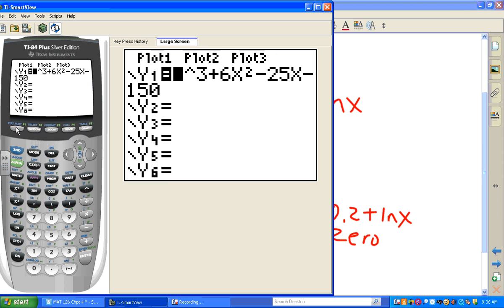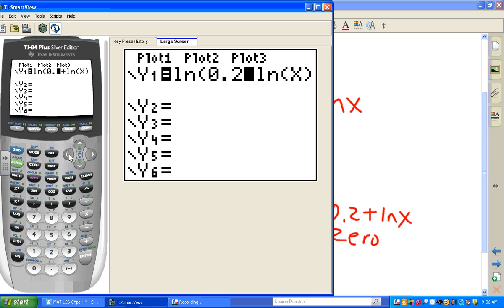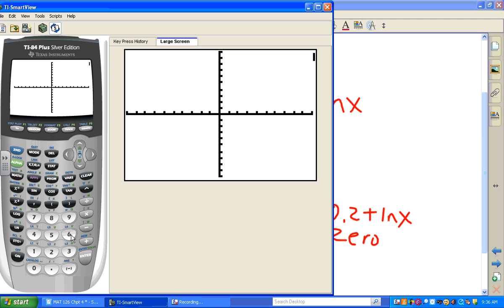Y equals, clear, ln of 0.2 plus ln of x. I'm going to go to the standard viewing window, but I've got to close this parenthesis first. Make sure you close the open parentheses. Second, zoom 6. See what happens there.